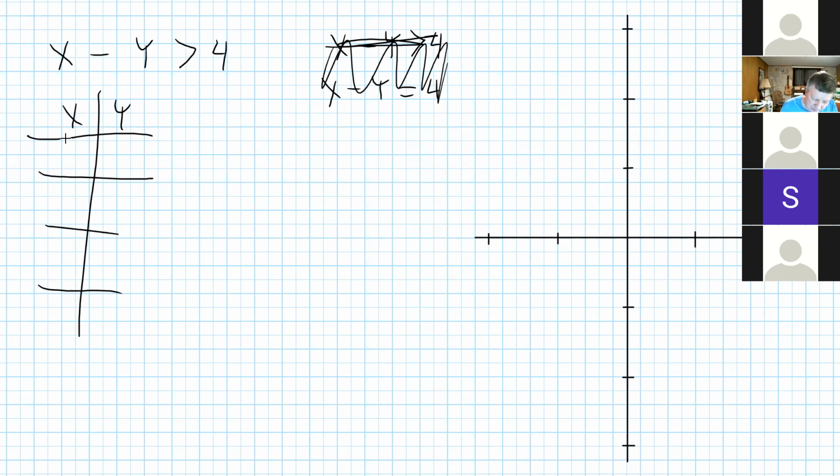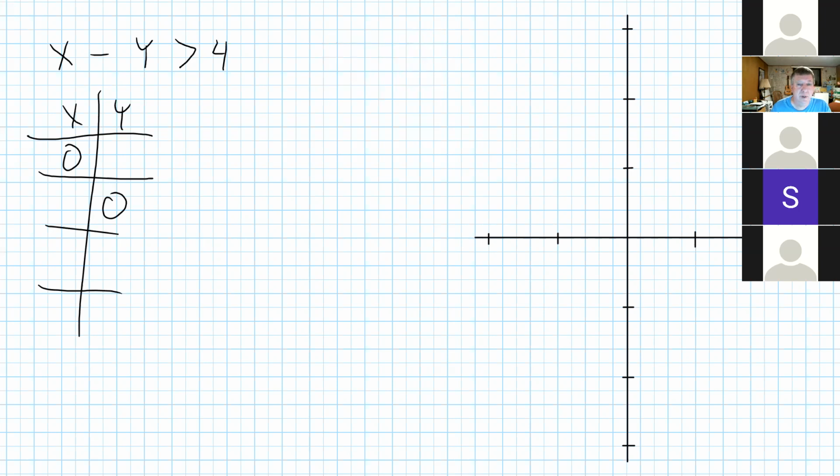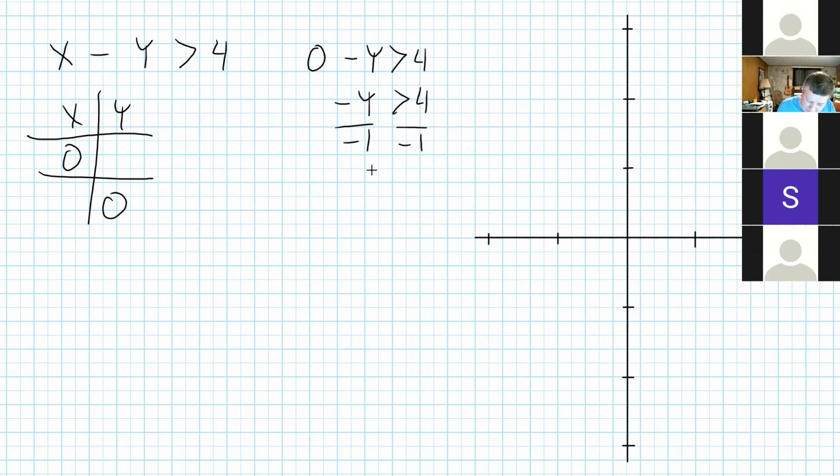Actually, I only need a couple of them. How about if we let x equal 0 and we'll let y equal 0? So we'll go after the intercepts, okay? Remember what I mean by the intercepts, the x and y intercept? Okay. So if x is 0, we get 0 minus y greater than 4, negative y greater than 4, divide by negative 1, y is what? Less than negative 4. But that's not going to work very well, is it? Because I've got y is less than negative 4.